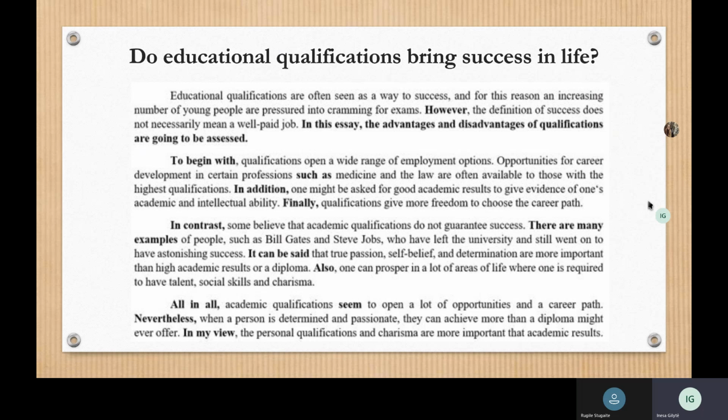When a person is determined and passionate, they can achieve more than a diploma might ever offer. So there is an indication of the second main part paragraph. And then, as I mentioned before, in the last sentence, you state your personal opinion. It doesn't matter whether you choose the potential disadvantage part, but it's important that you state your opinion, only in the last sentence. In this case, in my view, the personal qualifications and charisma are more important than academic results. So we state that really clearly.